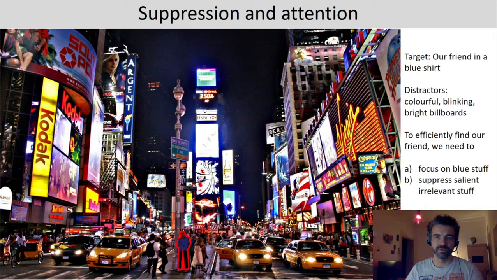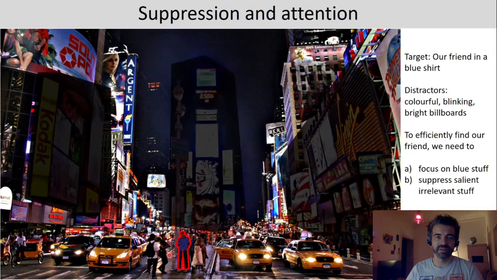So what we should do ideally is focus on our friend, focus on blue things, while at the same time suppress those locations that are unlikely showing our friend, because our friend cannot fly, so everything up there might be irrelevant. We might also suppress the cars because we know that yellow is not important, and so on. So both the enhancement of blue and the suppression of, for example, yellow or anything up here would help our search for the friend.